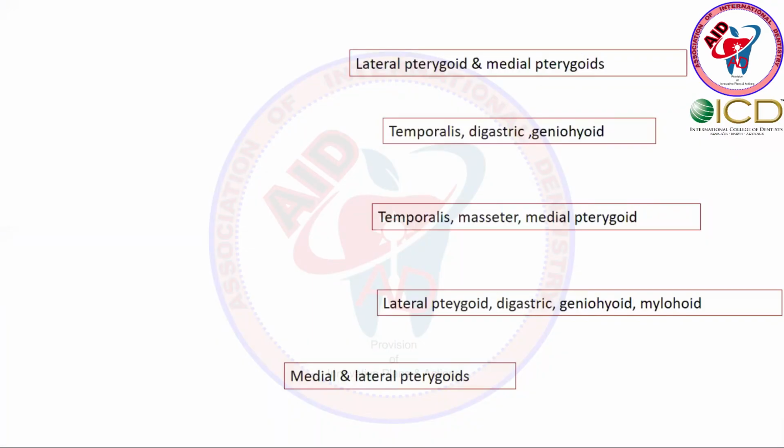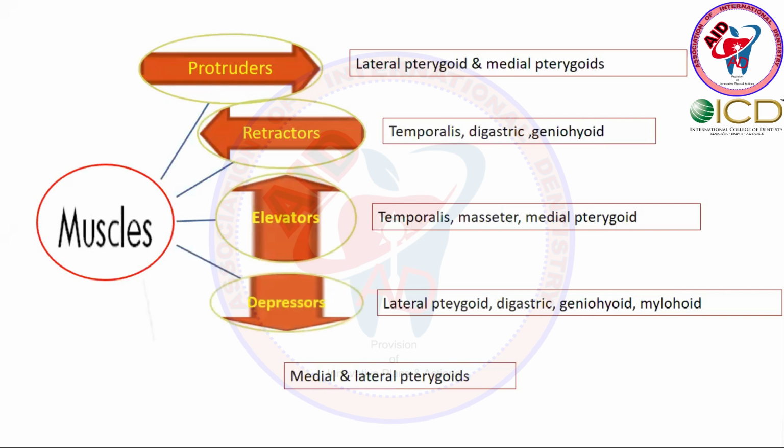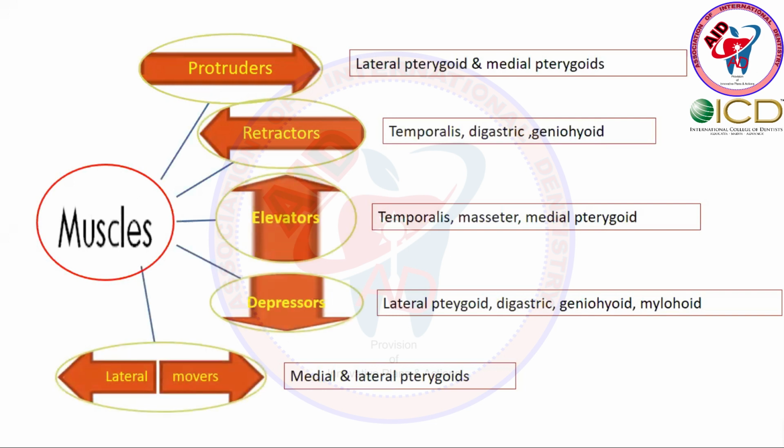Now the mandibular movements are protrusion, retraction, elevation, depression, and lateral movements. Now you have to remember, from your examination point of view, very much that the protruders, which protrude the mandible forward, are the lateral pterygoid and medial pterygoid. The retractors are the temporalis muscle, digastric muscle, and geniohyoid muscle. They retract the mandible back.